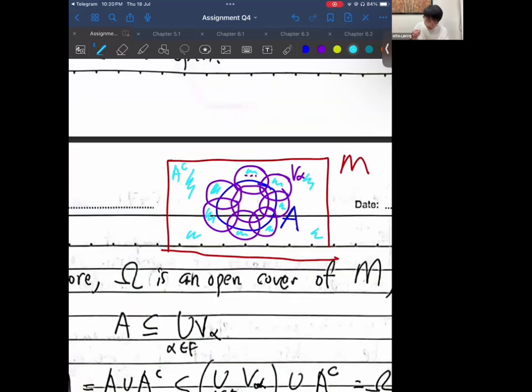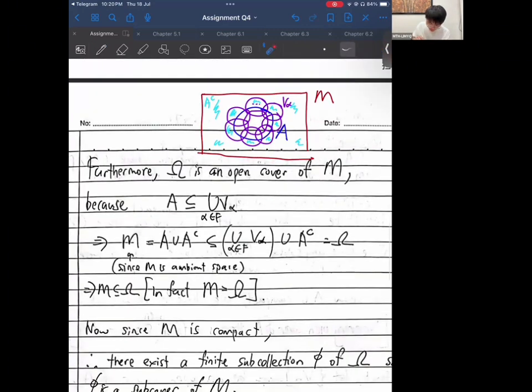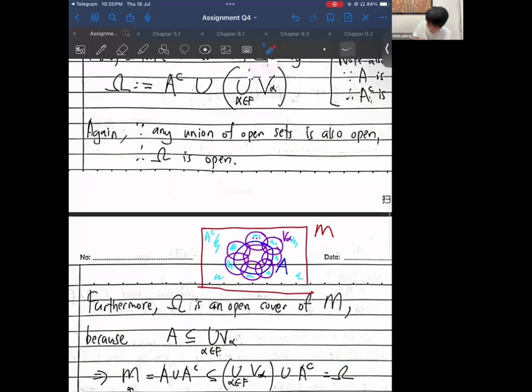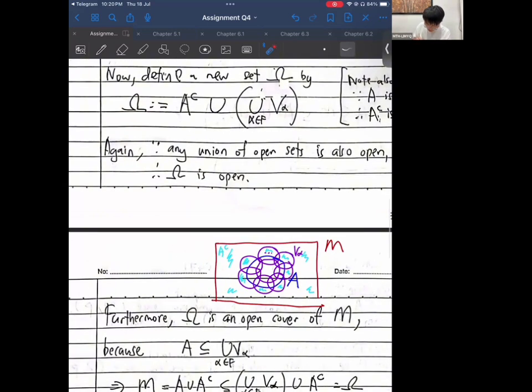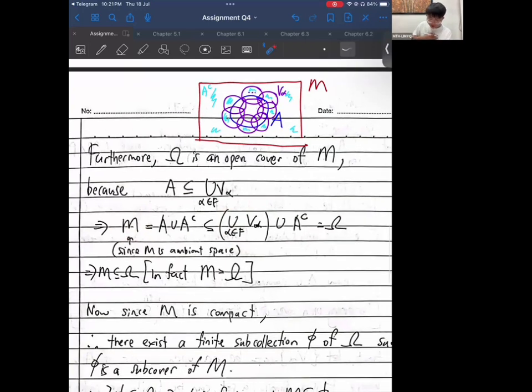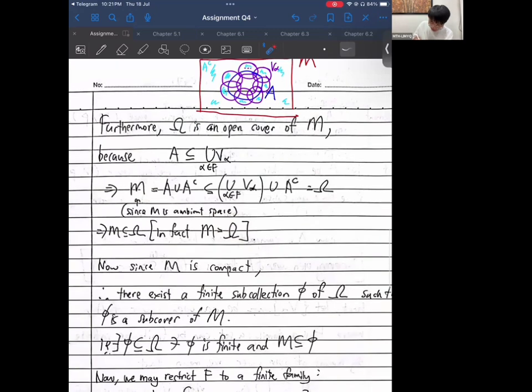To see why this can cover M: A complement is all outside of A, and the purple one, which is the open cover, covers A. So their union is everything inside M. That's why this set is an open cover of M. Because we said earlier that M is the ambient space, the big space, if something contains M, they are actually the same, which means OM is actually our M. So this is an open cover.